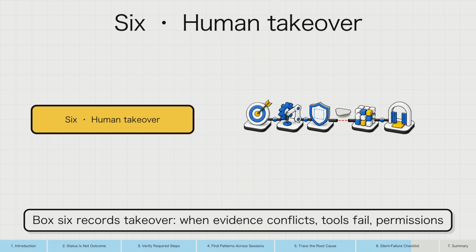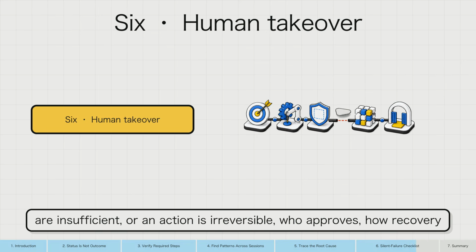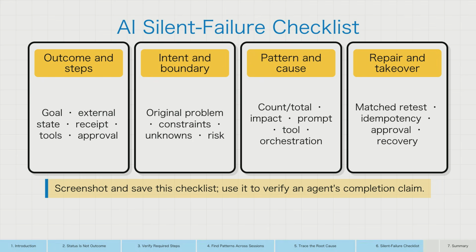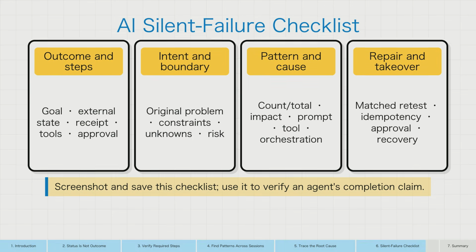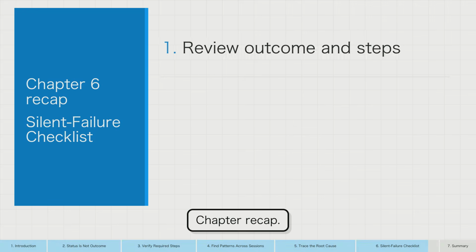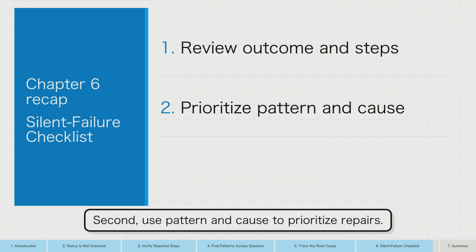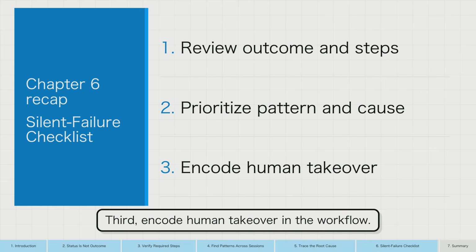Box 6 records takeover. When evidence conflicts, tools fail, permissions are insufficient, or an action is irreversible, who approves, how recovery works, and how duplicate execution is prevented. Screenshot and save this checklist. Use it to verify an agent's completion claim. Chapter recap. First, review outcome and steps separately. Second, use pattern and cause to prioritize repairs. Third, encode human takeover in the workflow.